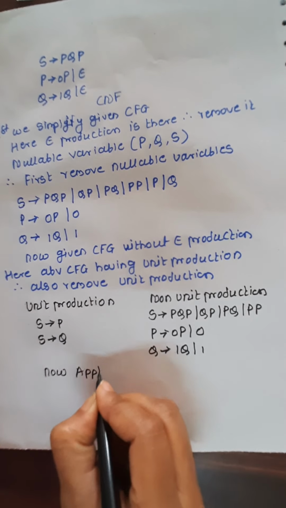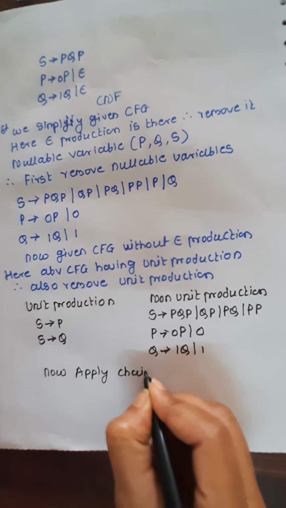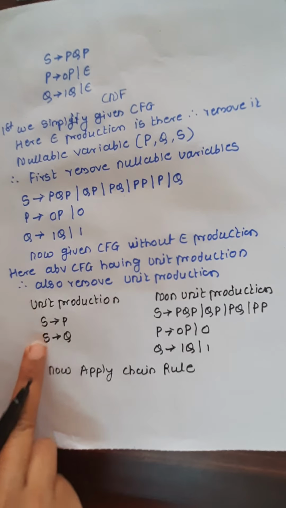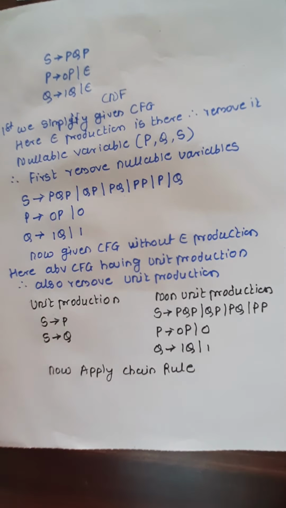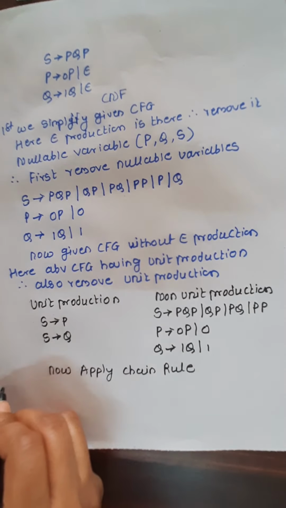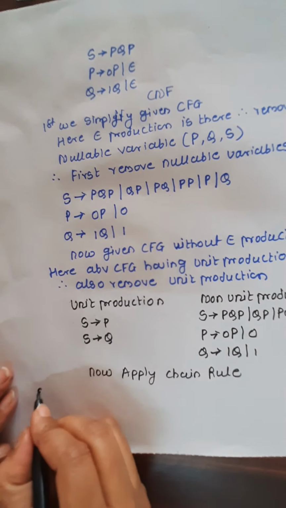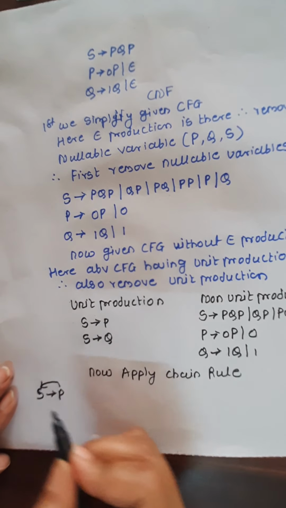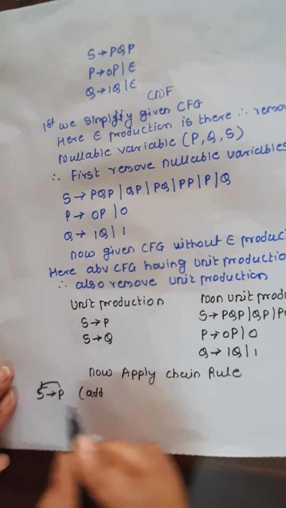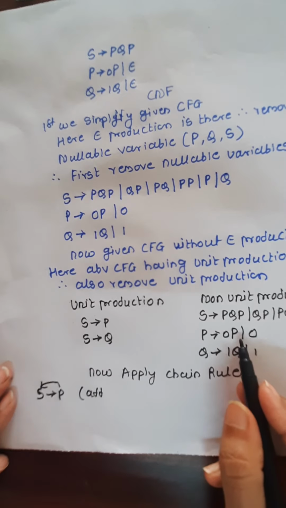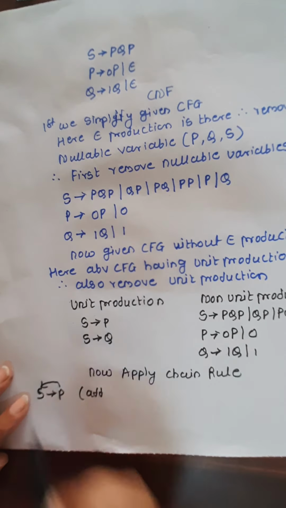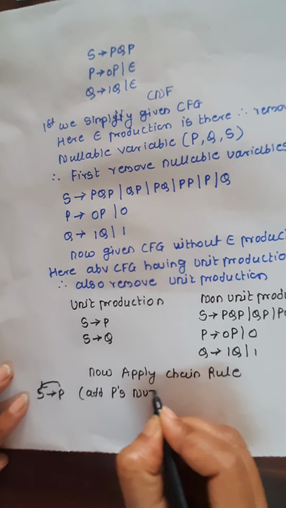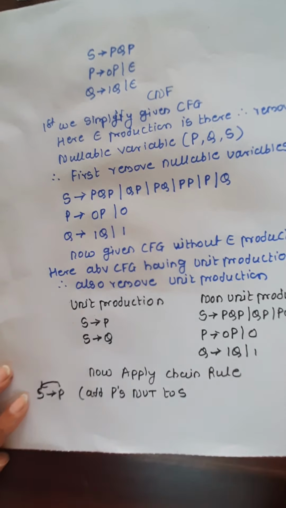Apply the chain rule. You have to apply the chain rule on the unit productions. So, by the first chain, S gives P. What do we have to do? We have to add P's non-unit production to the S production. Add P's non-unit production to S.